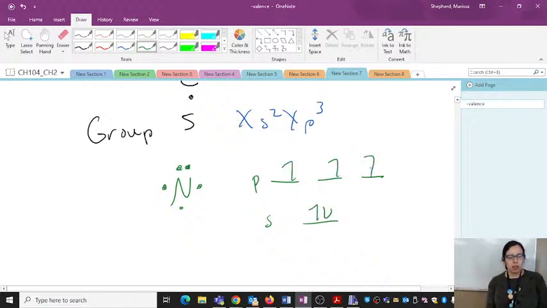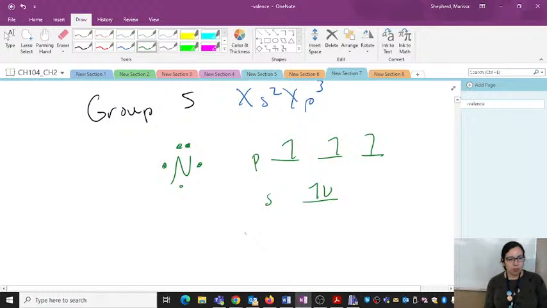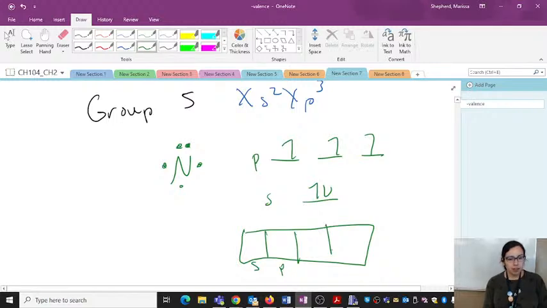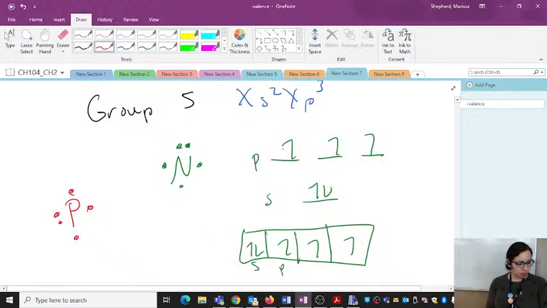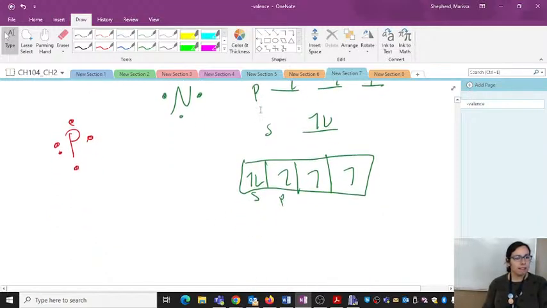1, 2, 3. I think there's also a box form that you see in textbooks. It's like S, P, and that would mean the same thing. So your 1 box for your S orbital, 3 boxes for your P. Just get used to seeing it like that. And again, we can write it any which way, it doesn't really matter. So phosphorus, let's do arsenic just for fun.